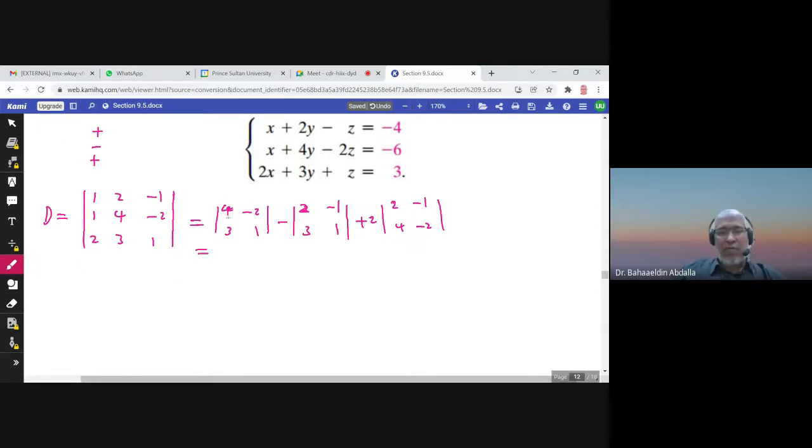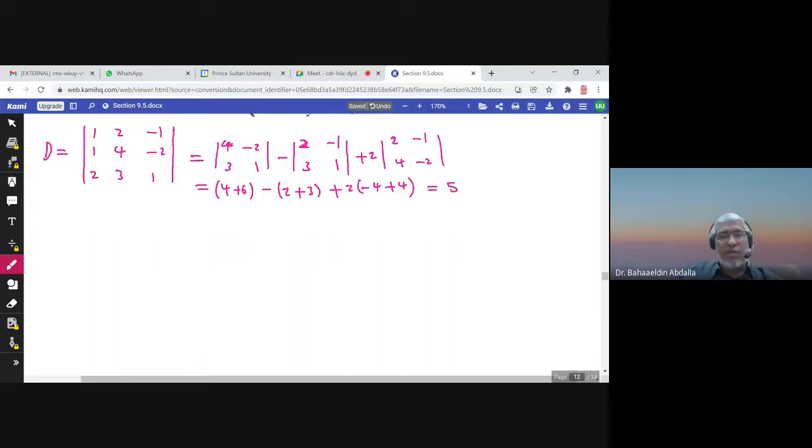So I have 4 minus negative 6, negative 2 times 3 is negative 6, so plus 6, minus 2 minus negative 3, so plus 3, plus 2 times negative 2 is negative 4 minus negative 4, so it's plus 4. So this determinant is 0. So I have 4 plus 6, 10, minus 5. So the determinant D is 5.